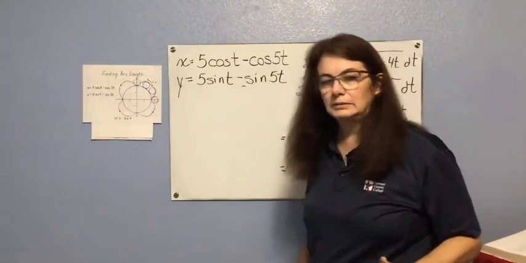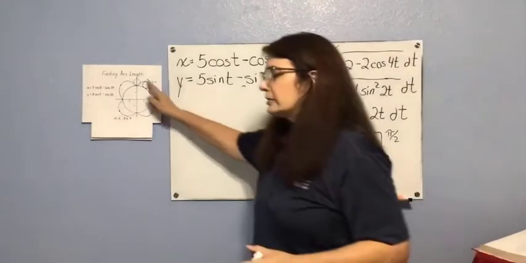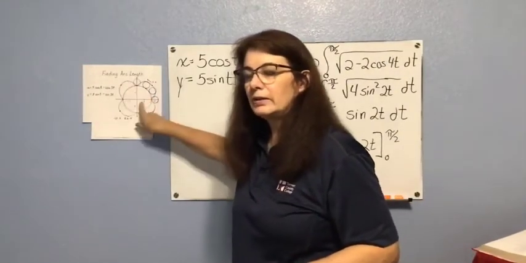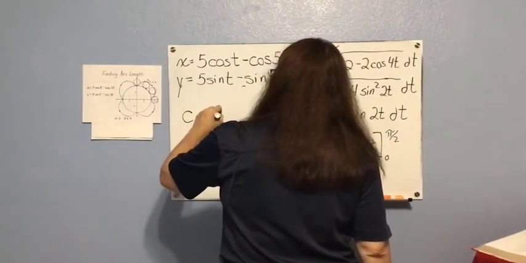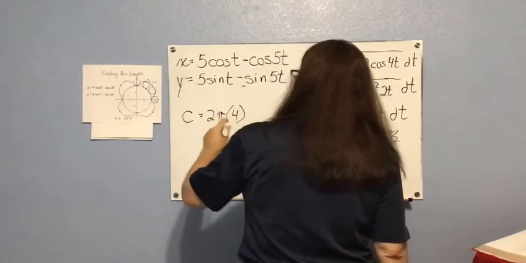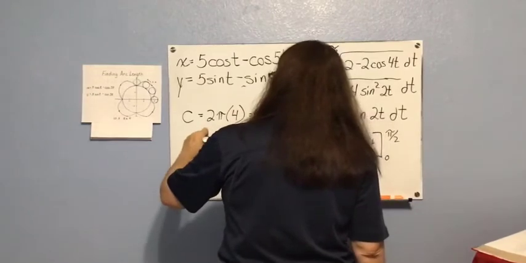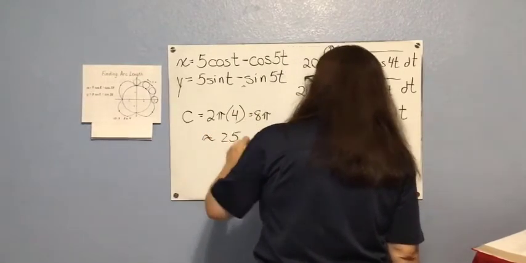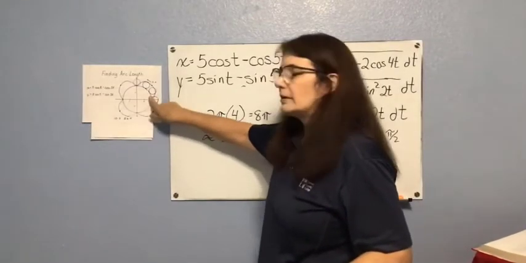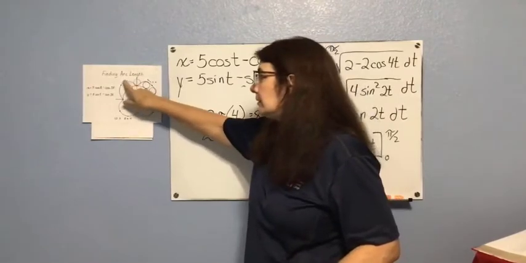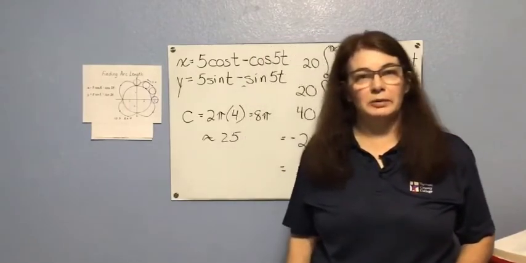And if you want to do a kind of a reality check on that, let's look at the circumference of the circle. This circle has a radius of 4, so the circumference is 2 pi times 4, so this would be 8 pi, which is approximately equal to 25, rough estimate, and this is 40. So if this circle is 25, does it make sense that this part, which is going in and out, would be 40? It seems like a reasonable answer.